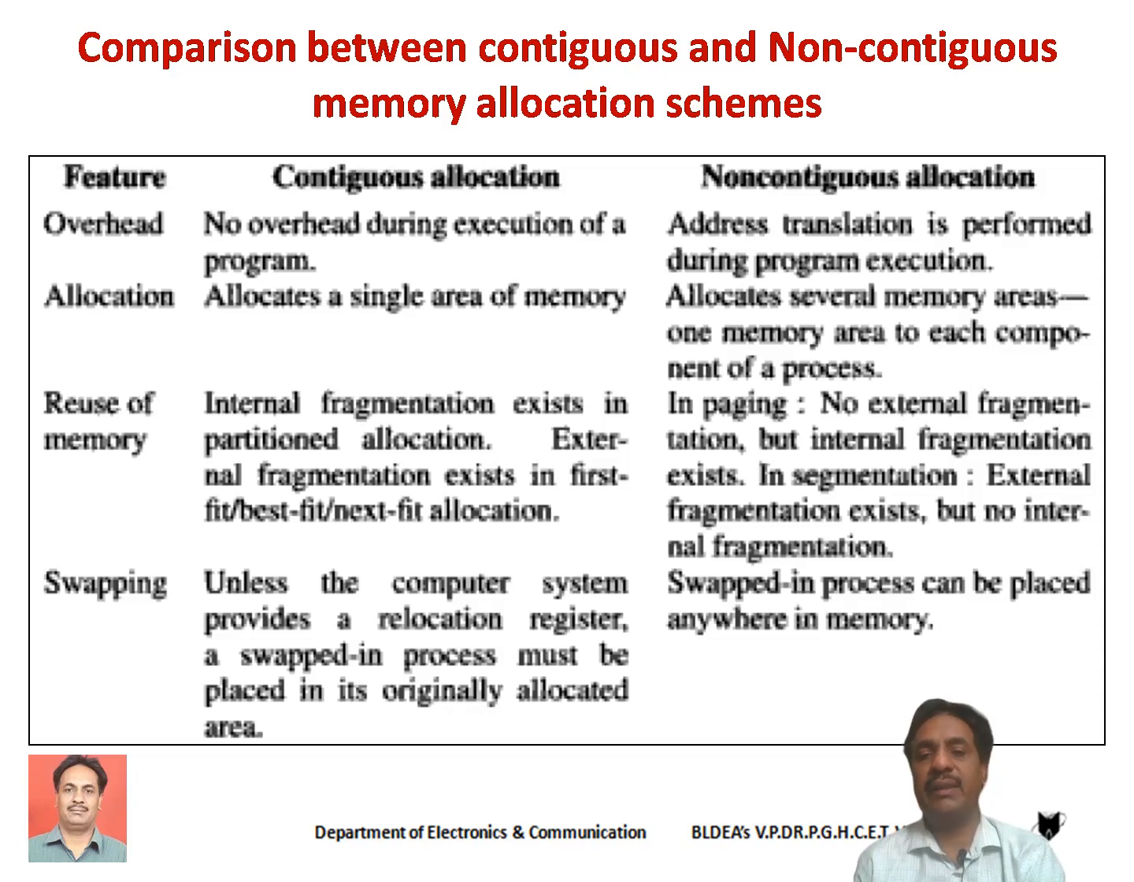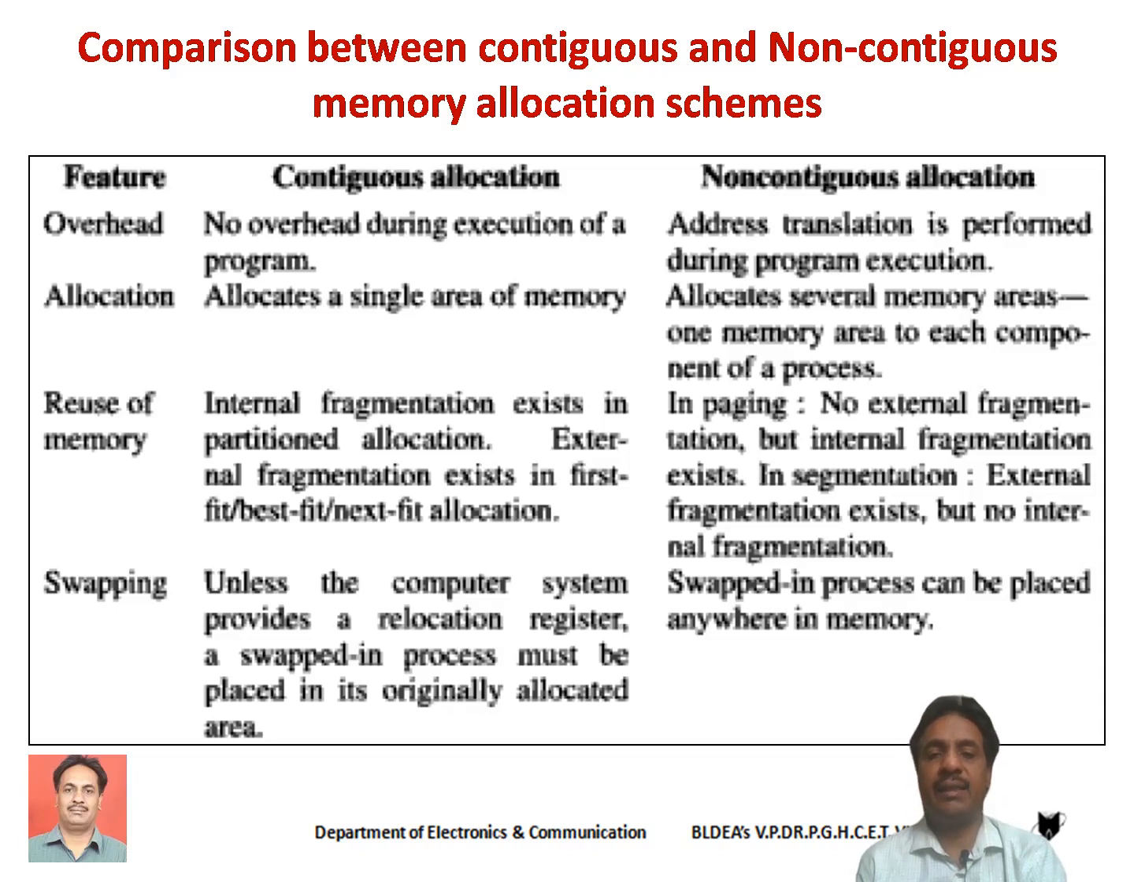As we discussed, the idea is that the program is divided into multiple parts or components. Each of these components is stored in a different part of the physical memory. With respect to reuse of memory, that is memory wastage or fragmentation, if you consider the contiguous memory allocation scheme, it always suffers from internal fragmentation.